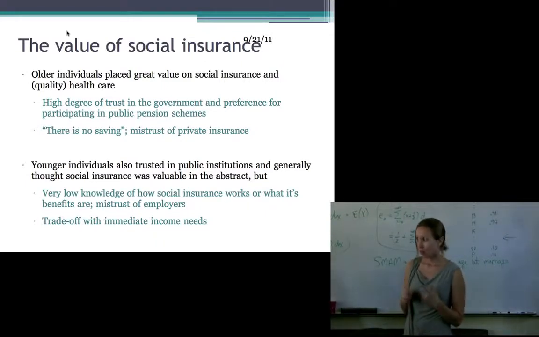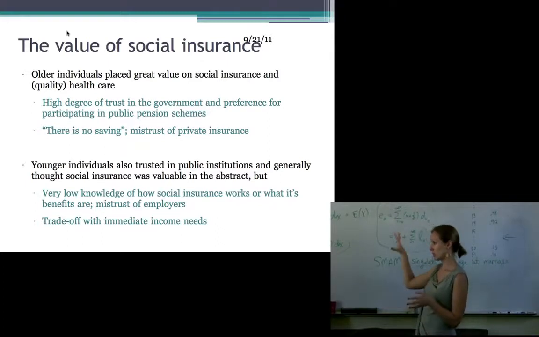Young people also trusted the government quite a lot. They think that these are good things to have, contributing to public institutions or social insurance is good. But on the other hand, there was very low knowledge of how social insurance works. A lot of people didn't trust their employers to be contributing. They could trust the public sector, the government, to be holding their money. They don't necessarily trust their employers to be sending that money or to be sending the amount of money that they should.